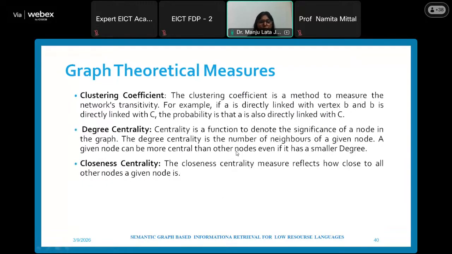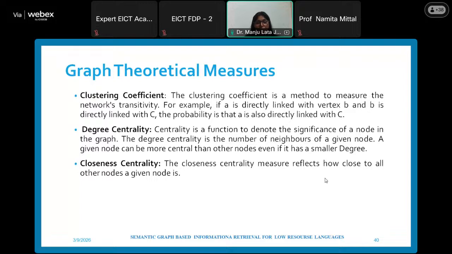Degree centrality. Centrality is a function to denote the significance of a node in the graph. The degree centrality is the number of neighbors of a given node. A given node can be more central than other nodes even if it has a smaller degree. It might be possible that a particular node has many neighbors in its surroundings. That is, how many nodes are surrounding this node. That is what we call degree centrality.